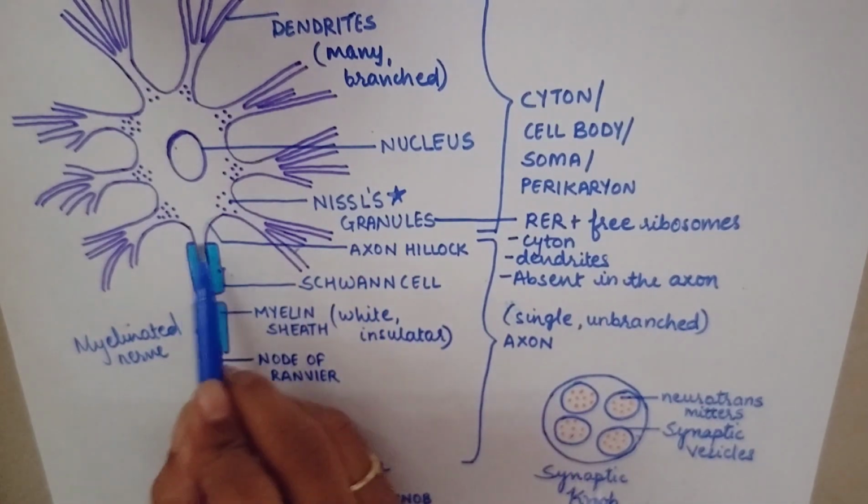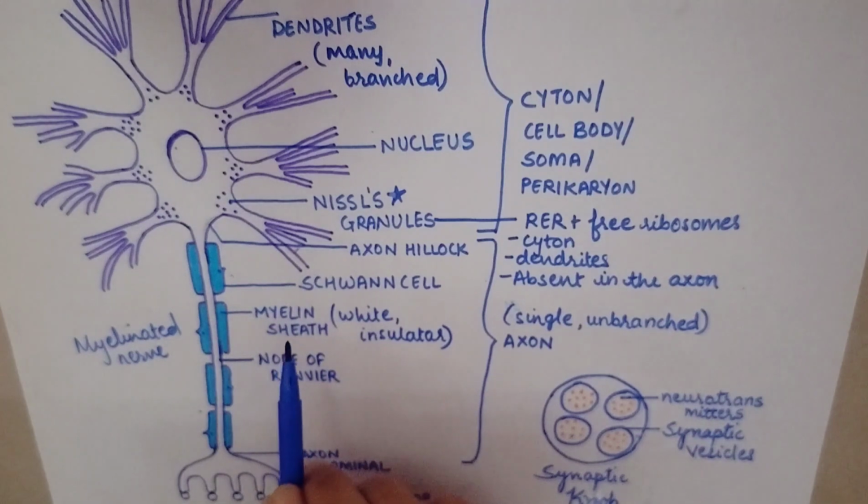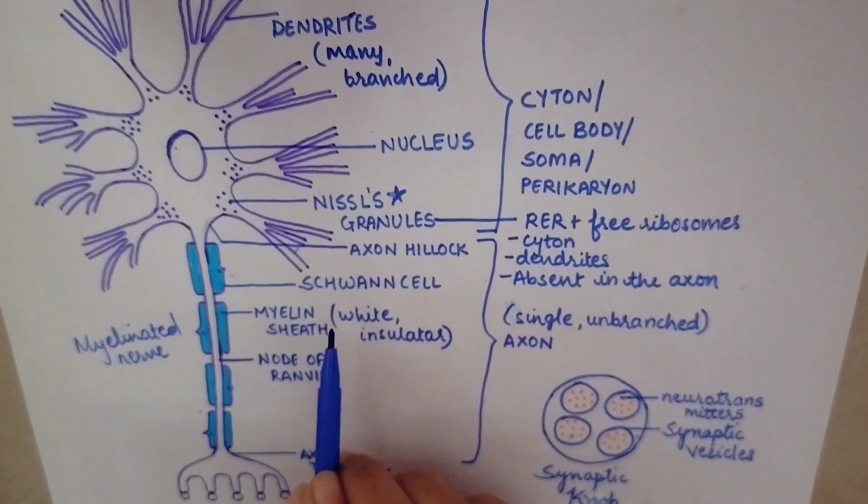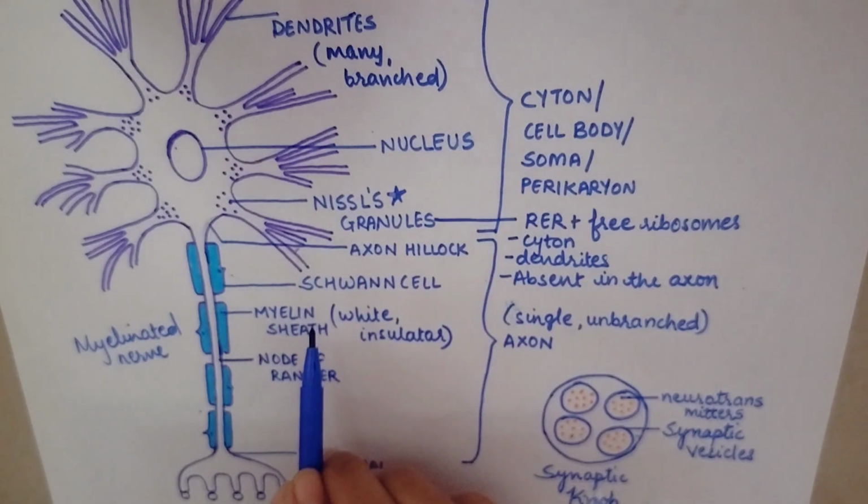Now, as you know about the neuroglial cells as well, there are nerve cells and there are neuroglial cells. Neuroglial cells are supportive in function. They will be present along with the nerve or the neuron and they will provide support to the neuron.